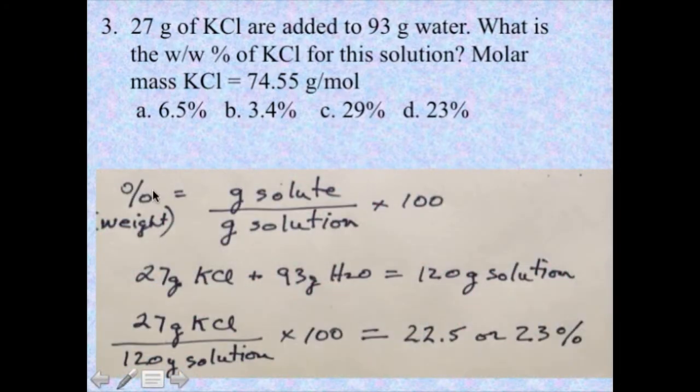So on this we're being asked for the percent by weight of potassium chloride for the solution. The useful units for percentage is grams of KCl, in this case, divided by grams of solution times 100. That's how you calculate percentage. So what we do is find the total mass of the solution, 27 grams KCl plus 93 grams water, 120 grams of solution, divide that into 27 grams of KCl, and we get 23%.